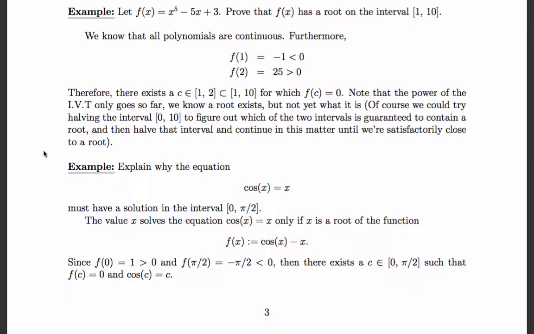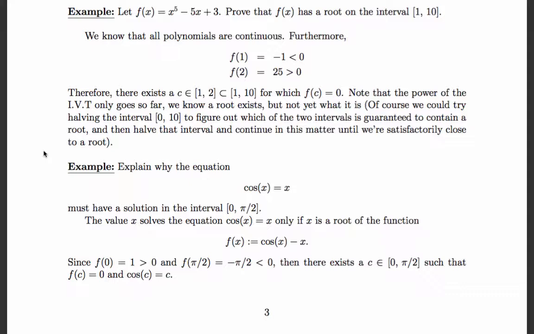Now, the algorithm I just described of taking an interval guaranteed to have a root and halving it, finding which of those intervals is guaranteed to have a root, and then halving it and continuing until you get close enough to a root to stop, is what's called a root finding algorithm. And this specific algorithm is what's known as the bisection algorithm. We could actually apply that same idea to cosine of x equals x.